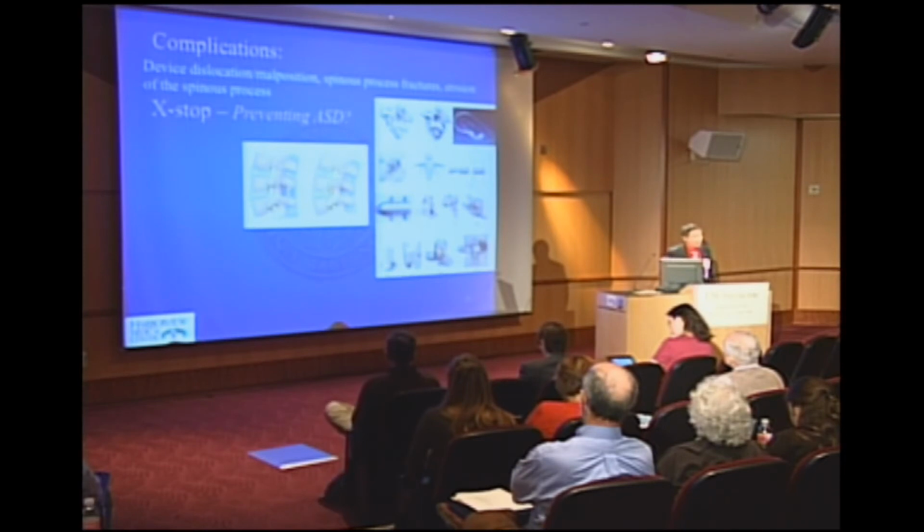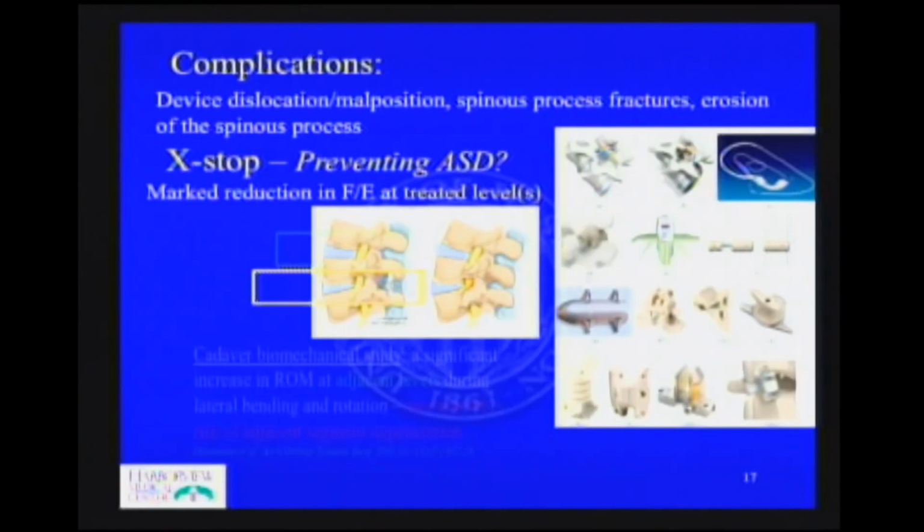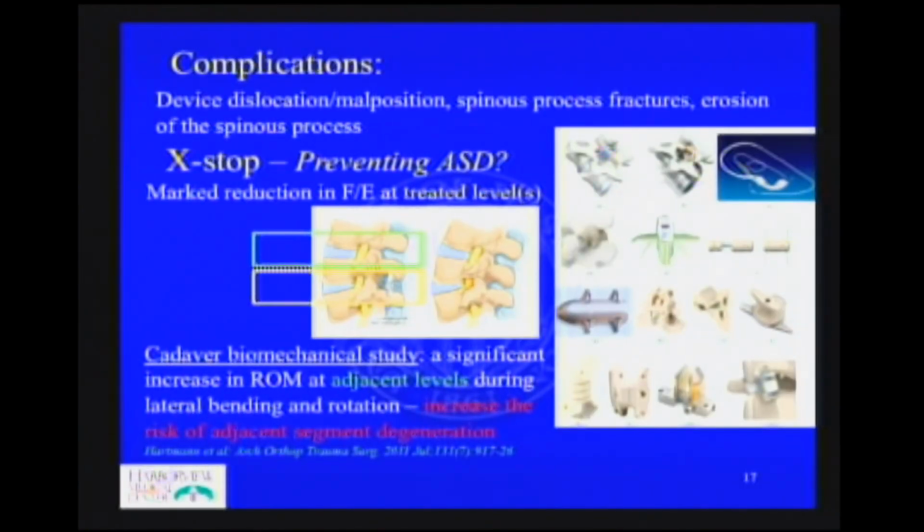There's no real published clinical trial data to show whether this can reduce adjacent segment disease. However, as we know, this device can reduce the flexion and extension range of motion at the treated level. And also, a biomechanical study in the cadaver shows a significant increase in the range of motion at the adjacent levels during lateral bending and rotation. Therefore, it's speculated that it will increase the risk of adjacent segment degeneration.